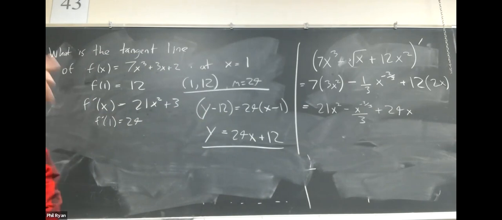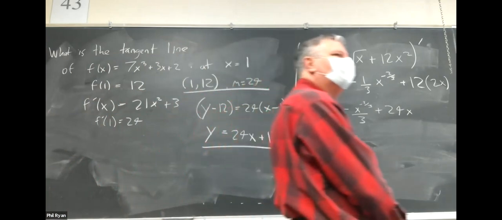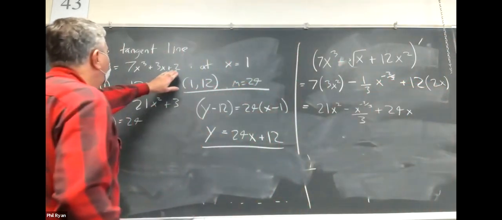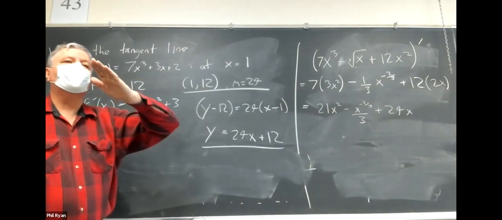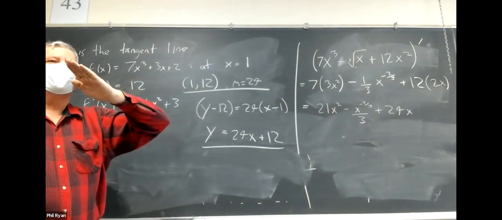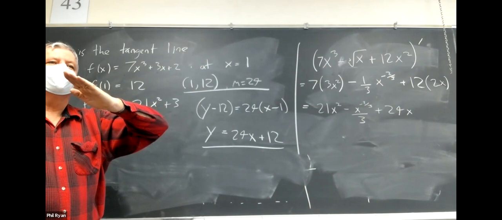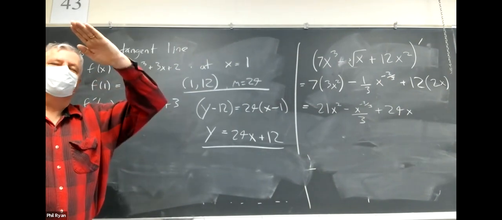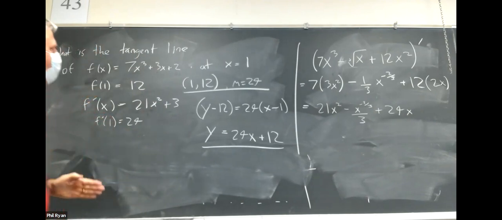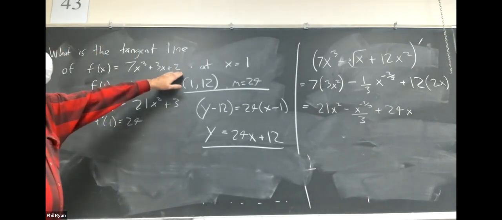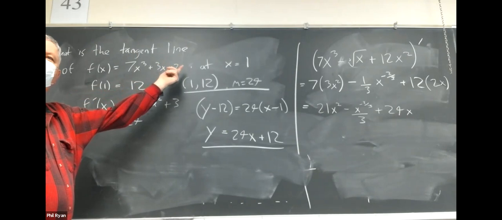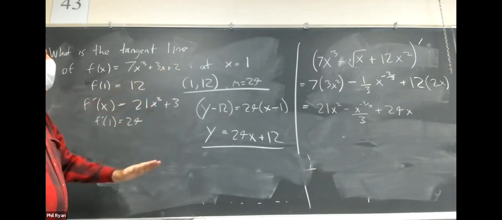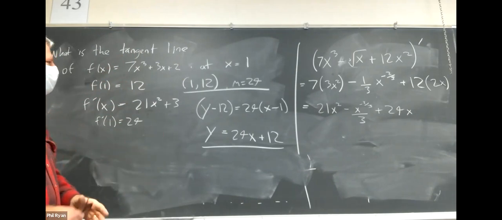So the 2 goes away because it's just times x to the 0. What happens when I add a constant to a function? It just moves it up or down, right? Does it affect the slope? No. Because we know the derivative of just a constant by itself is 0. So it doesn't affect the slope.